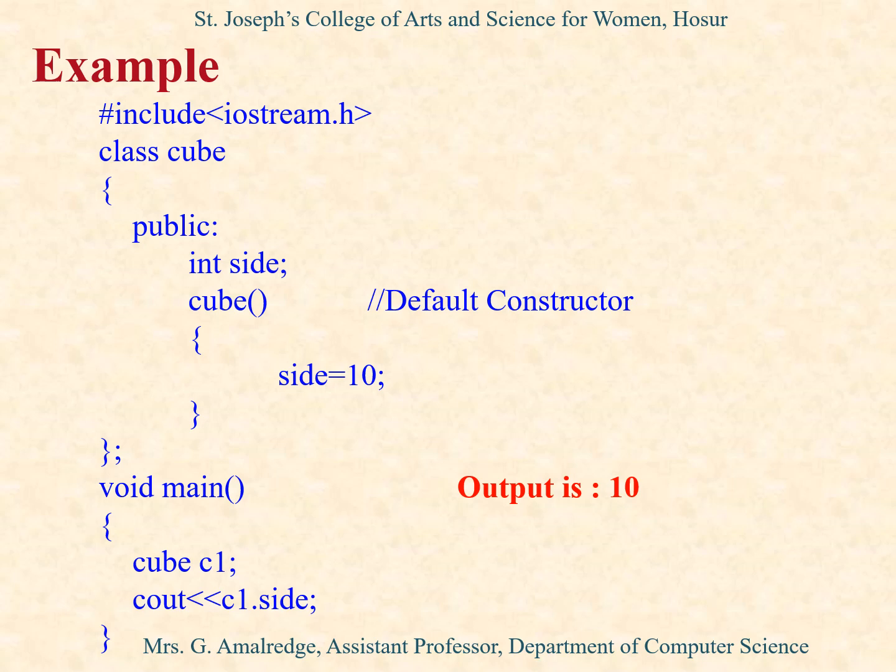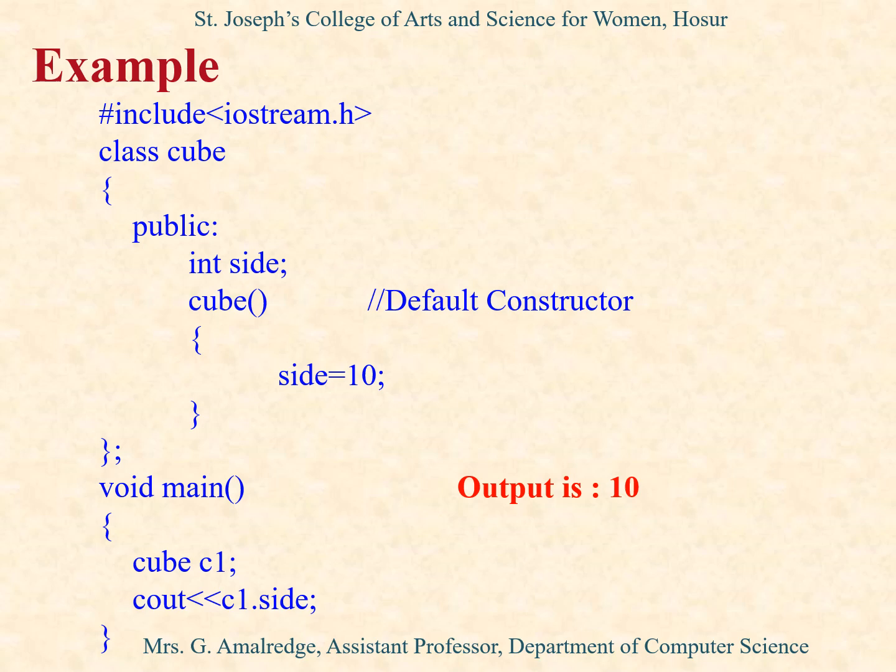This is the example for default constructor. In this example, we are creating a class called cube. In the cube class, we are creating a constructor with no parameters. And in the main function, we are creating an object C1 for the class cube. So whenever we are creating an object, it automatically calls the constructor, that is default constructor, because here we are not using any parameters.